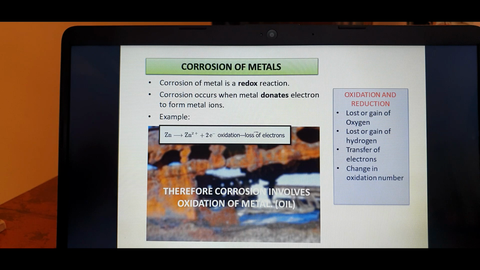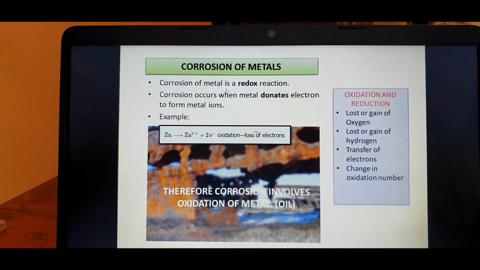So when I talk about corrosion of metals, I must always remind myself of the 4 definitions of oxidation and reduction: in terms of loss and gain of oxygen, loss and gain of hydrogen, transfer of electrons, and change in oxidation number. I am interested in number 3 here, transfer of electrons. When I say transfer of electrons, OIL RIG should come to your mind. OIL is oxidation, RIG is reduction. Oxidation is loss of electrons, reduction is gain of electrons. Once it's clear, you can start.